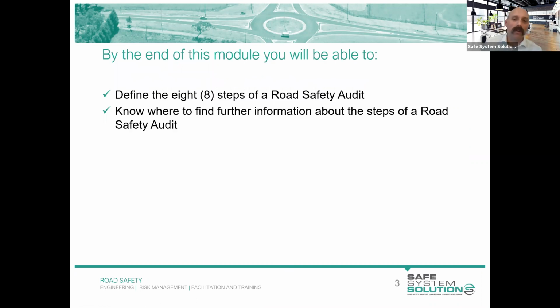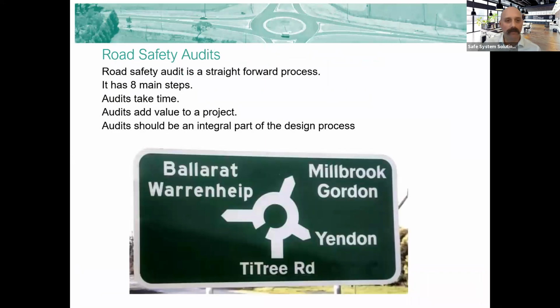So I want to go through and define these 8 steps of the road safety audit process with you. And then I want you to be able to find that information if you want to follow it up further and look into a bit more detail. So the process is relatively straightforward, and hopefully you'll find it straightforward as well. There are these 8 main steps in a road safety audit.